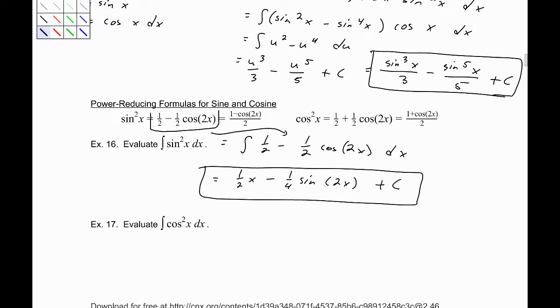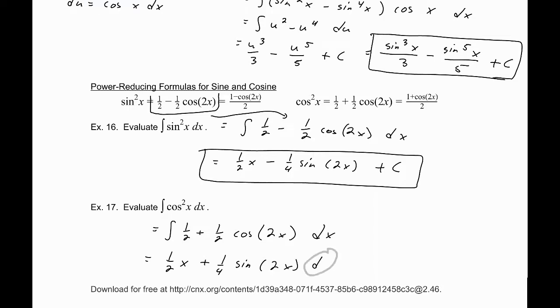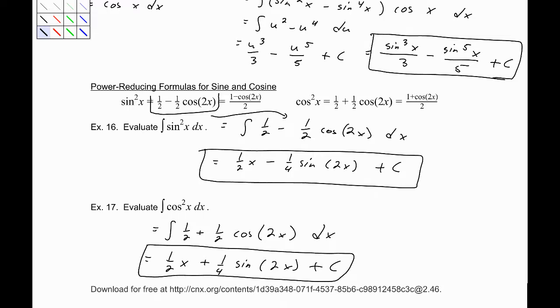Okay, cosine squared x, same idea. We have this other identity. That is the integral of 1/2 plus 1/2 cosine 2x dx, which will be 1/2 x plus 1/4 sine 2x. And no dx, we just need a plus c in there. We have taken our antiderivative. Okay, that'll come in handy.